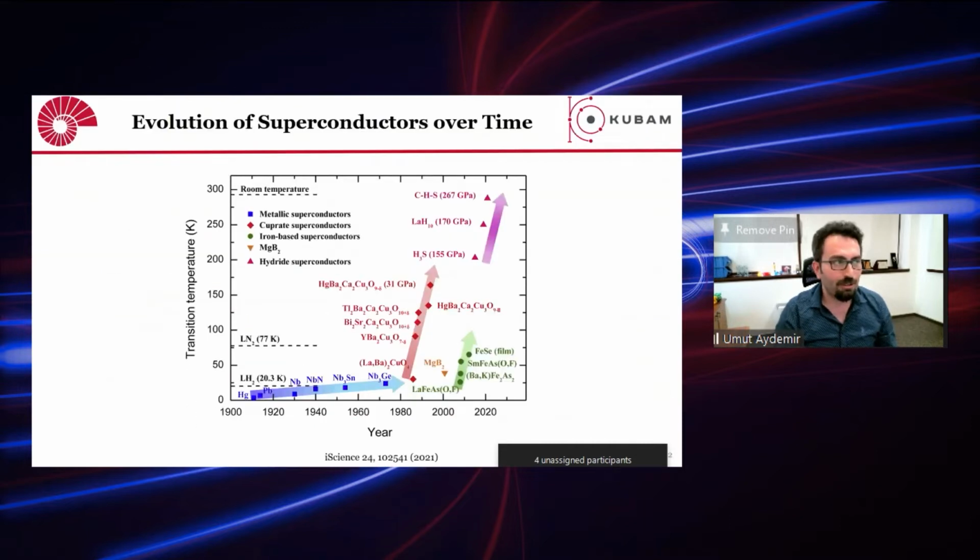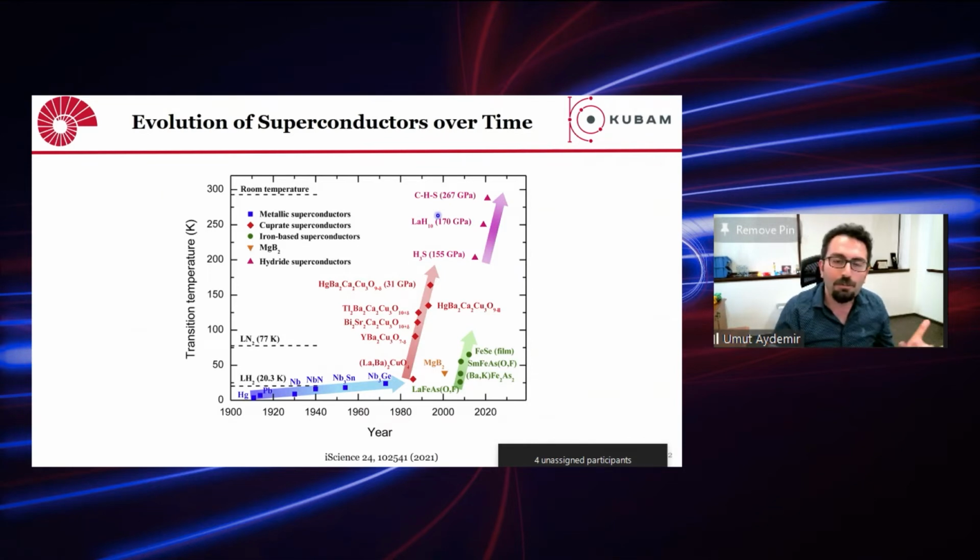Let me start with a brief introduction about the superconductors. We have different kinds of superconductors, basically. These can be divided into several categories: the metallic superconductors, copper-based superconductors, iron-based ones, magnesium diboride, and also the hydride superconductors.